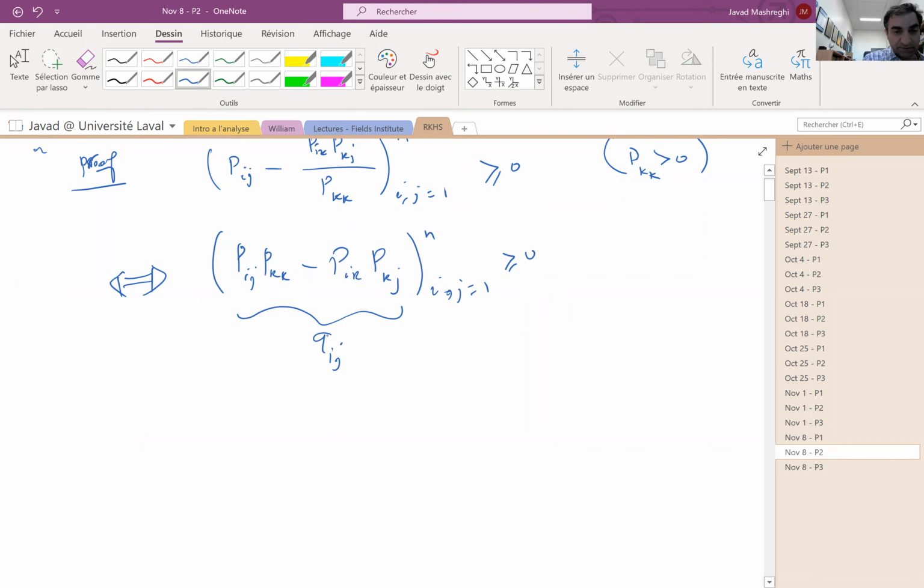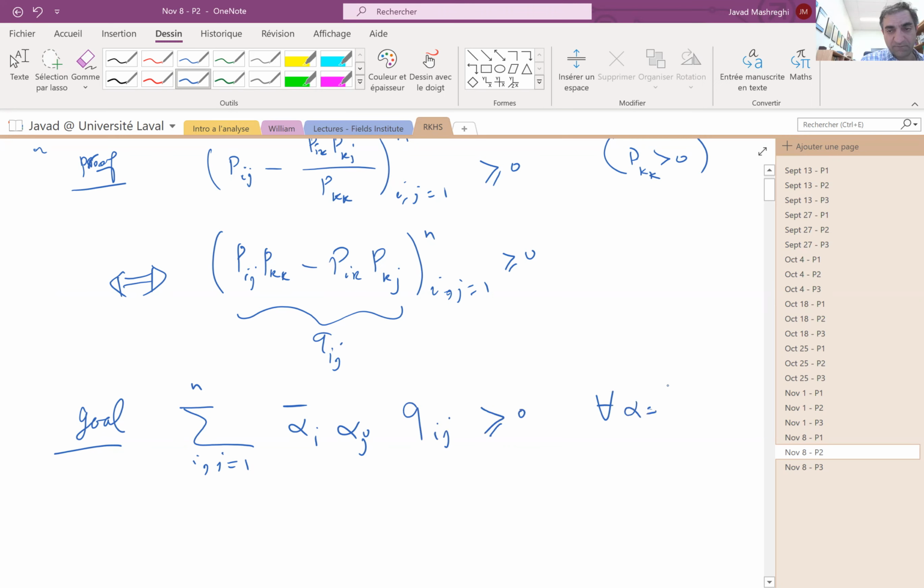And this is equivalent to, our goal is to show that the sum over i and j, alpha i bar, alpha j, and say, let's put bar on this, Qij is bigger than or equal to 0 for any alpha in Cn. We need to show this. This is our goal. How do we do that?